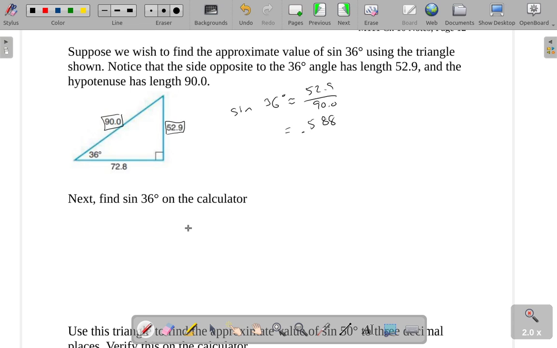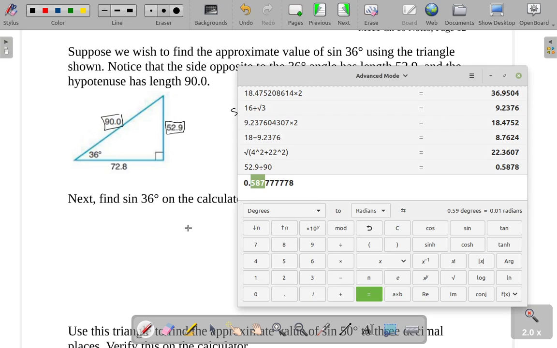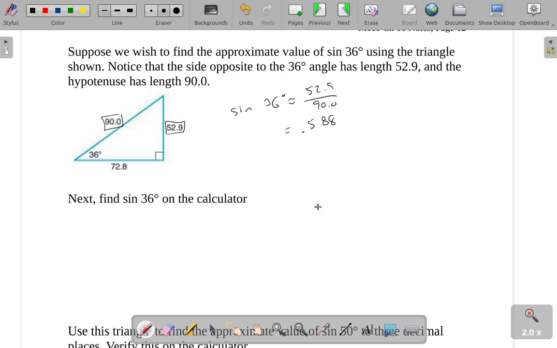If we were to actually try to find sine of 36 degrees on the calculator, there actually are specialized keys on most calculators, or at least the calculators I recommend for this class. You can see this key right here. It says sin. That's actually sine. And if I type sine and then 36, this is in degrees by default, I believe. Yeah, I believe it's in degrees. So when I press enter, I get 0.5877778, or whatever. If I round it off, it's approximately 0.588, and you can see it's the same value there.